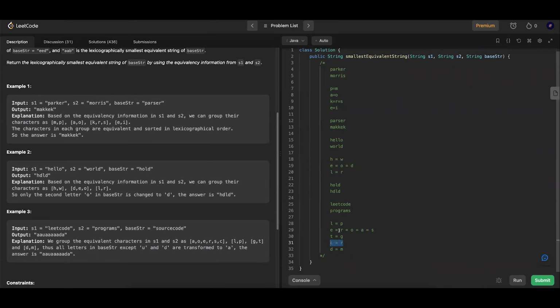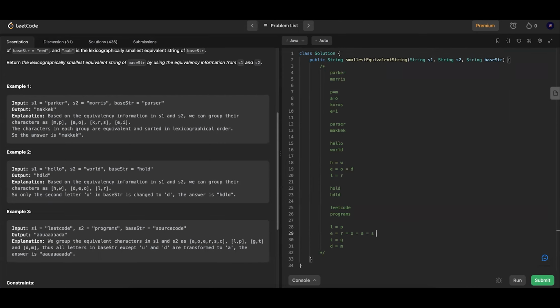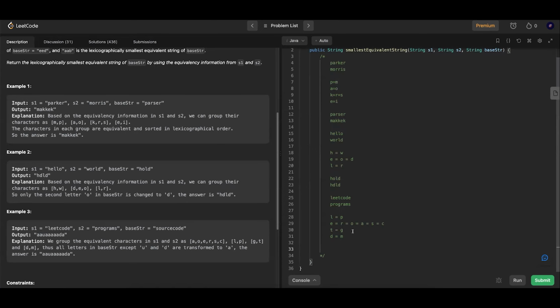And we have C equal to R. R is here as well. So we remove this from here and we write C over here. And can we reduce anything else? L equal to P, T equal to G, D equal to M. They don't appear over here, so we cannot reduce it. So this is the final equivalent character. So what is the base string?